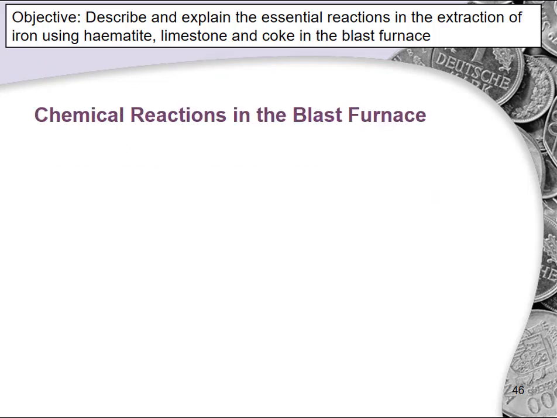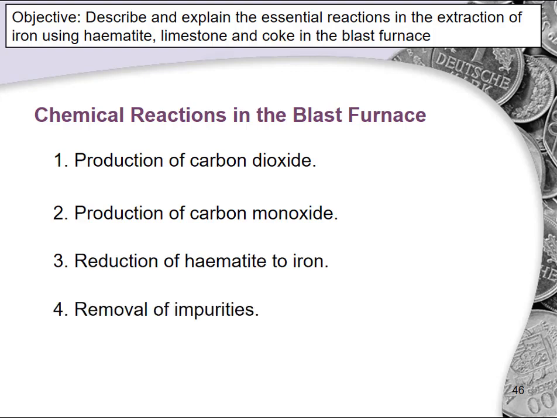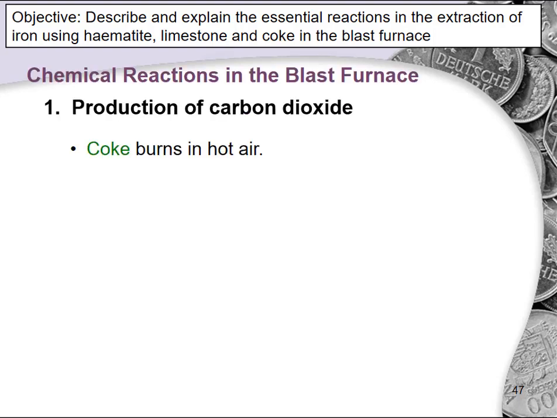Now, let's go through the chemical reaction in the blast furnace. First, there's a production of carbon dioxide, and this further reacts to form carbon monoxide, and carbon monoxide reduces hematite to iron, and finally the removal of impurities, mainly the sand itself. First, production of carbon dioxide.